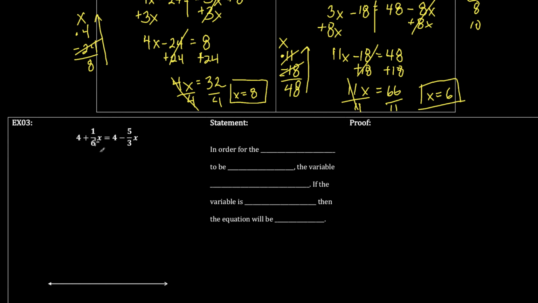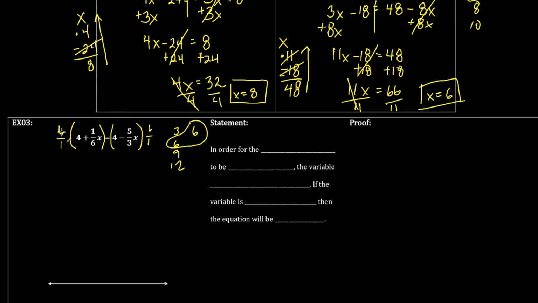Okay, one more example. 4 plus 1/6x equals 4 minus 5/3x. So I need to look for common denominators. So 3, 6, 9, 12. I'm counting by threes. Let's count by 6. 6. Oh, that was easy. Multiply by 6. I like to put that over 1 just in case I need it.